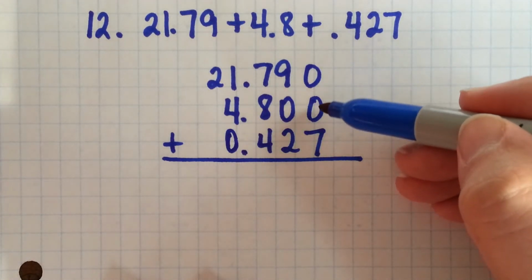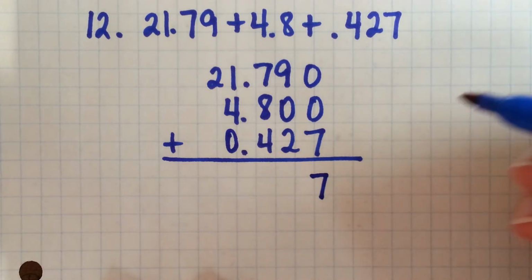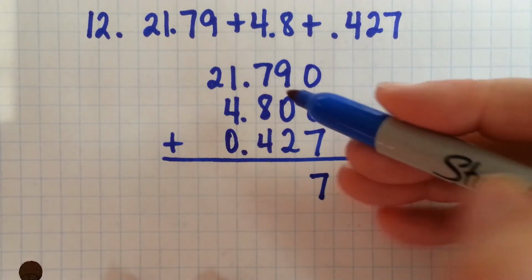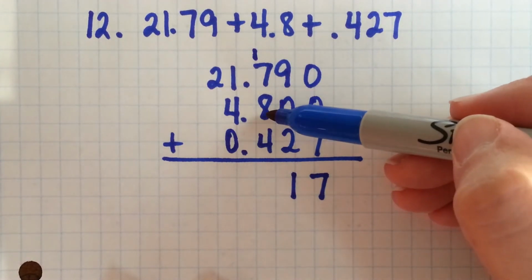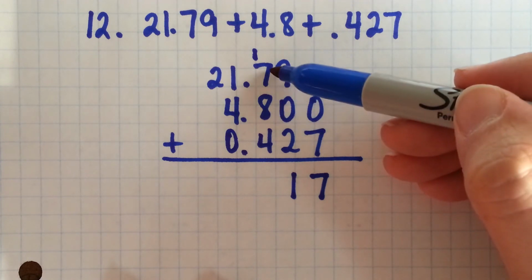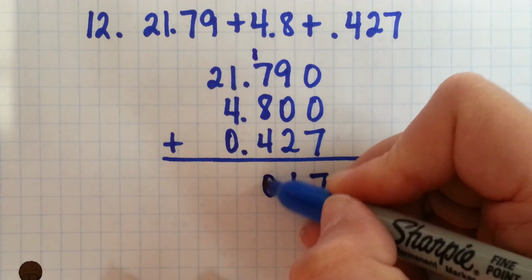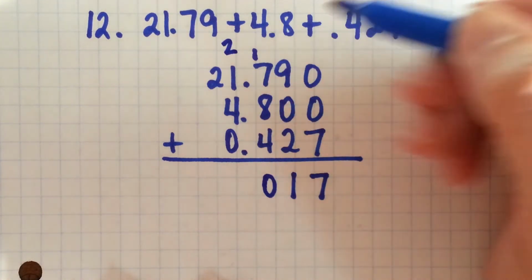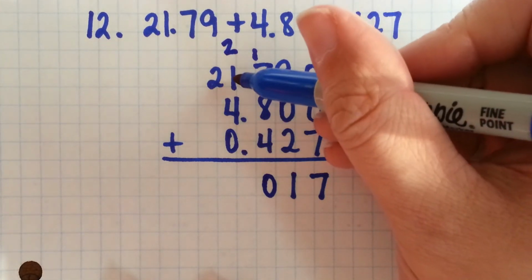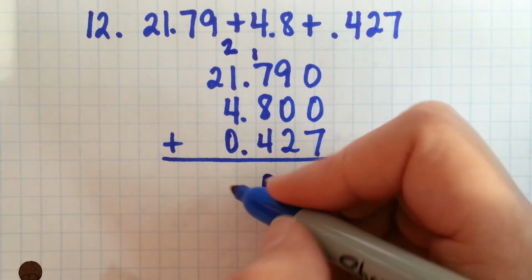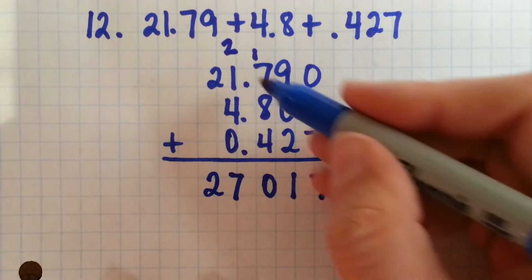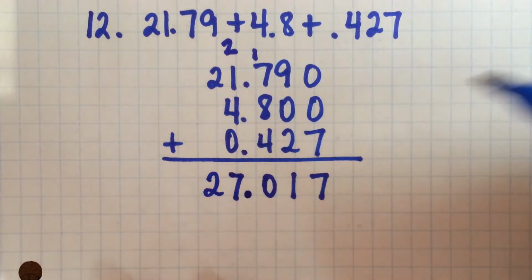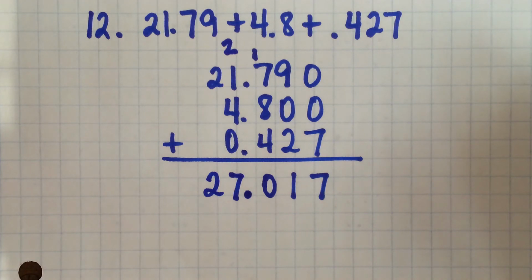On this side, I have 0 plus 0 plus 7, which is 7. 9 plus 2, which is 11, so we'll write down a 1 and carry a 1. I have 12 plus 7, which is 19. Plus 1 is 20, so I'll write down the 0, carry the 2. Here I have 4 plus 1, which is 5, plus 2 more, which is 7. And then I have a 2. Bring my decimal straight down. So I have 27.017.